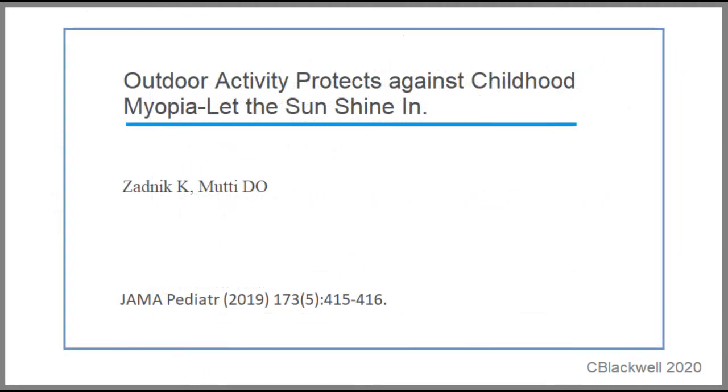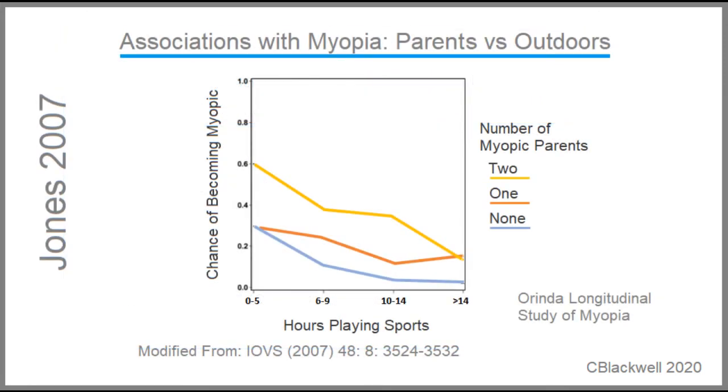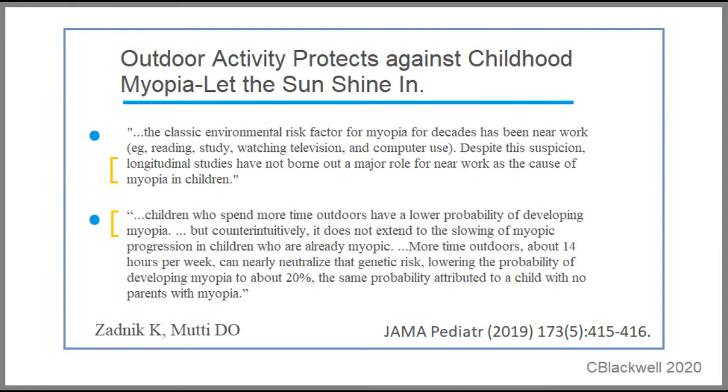In 2019, prominent researchers Zadnik and Mutti published an editorial on their views of myopia causes, near work versus sunlight. Consider this as one side of an expert point-counterpoint argument. Zadnik and Mutti identify outdoor time as important, specifically referencing the 2007 Jones graph. They do not find a convincing case for near work as a major cause of myopia.